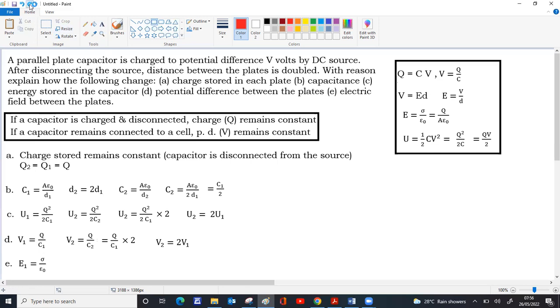And if you check all the factors in that, Q remains constant, A remains constant. There is no medium introduced, so epsilon 0 also doesn't change. So all these factors are constants. Means electric field doesn't change. That will be E2 equal to E1.